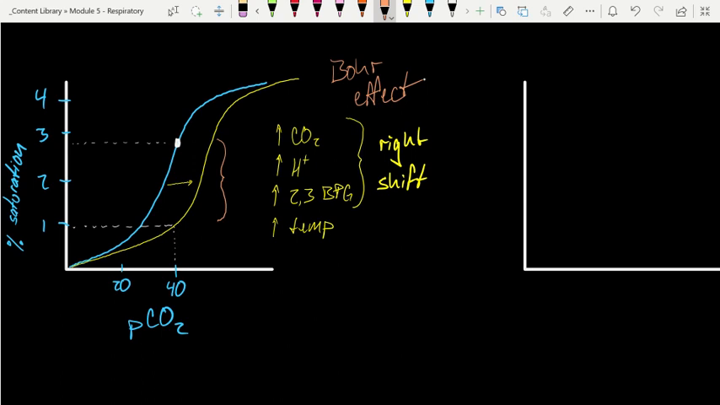And where do we see it? Of course, we see it in the tissues, where we have this right shift caused by increased carbon dioxide production, increased H+ production, increased 2,3-BPG, and increased temperature. Now, you might ask, well, what about carbon dioxide? The Bohr effect is all about how carbon dioxide affects hemoglobin's affinity for oxygen. But can oxygen also affect hemoglobin's affinity for carbon dioxide? And the answer to that is yes.